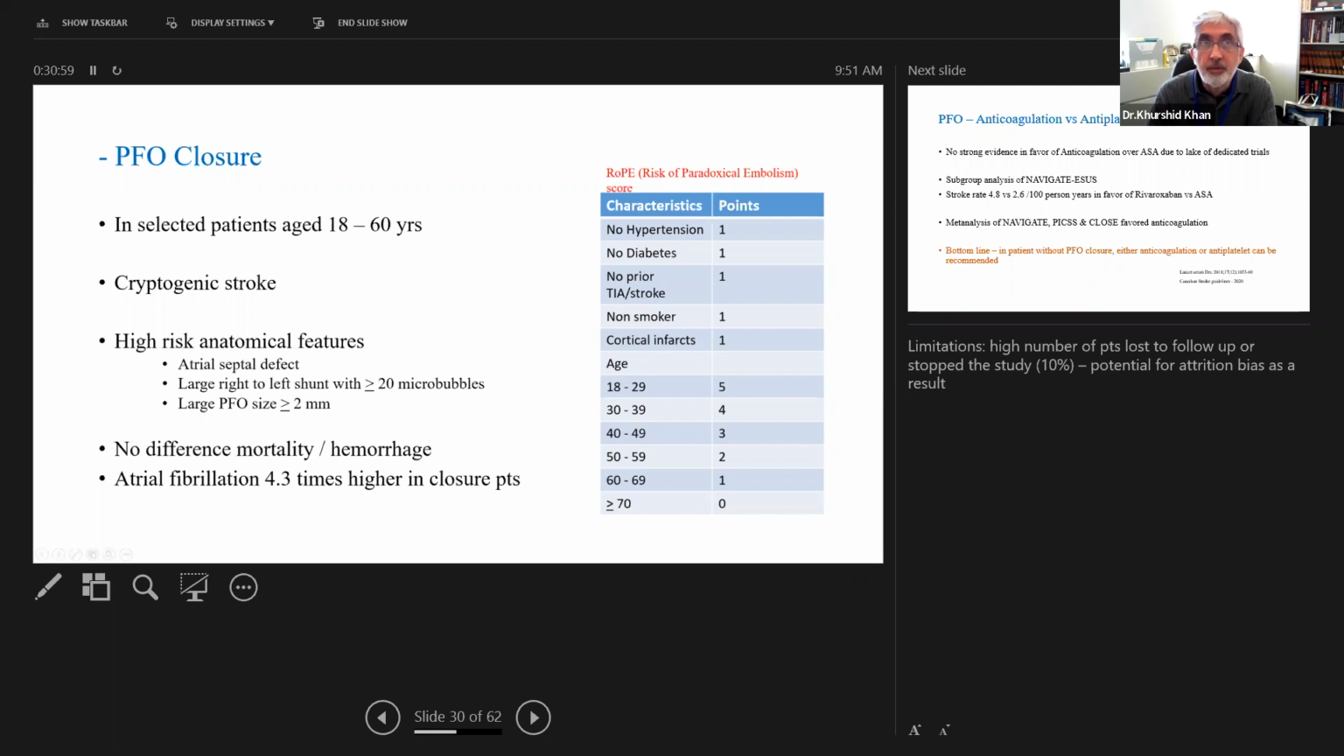Basically, what we are trying to do here is to rule out other conventional vascular risk factors or etiologies. So 1 point is given for no hypertension, no diabetes, no prior TIA or stroke. The person is a non-smoker, and the person has cortical infarcts on imaging, and age. If it is a young person, for example, you get 5 points for 18 to 30. And if you take this one and these 5 points, 10 is the maximum point. And the studies have shown that a score of 7 or more on the RoPE scoring system will suggest that the PFO was the likely cause, and that individual may be considered for closure.